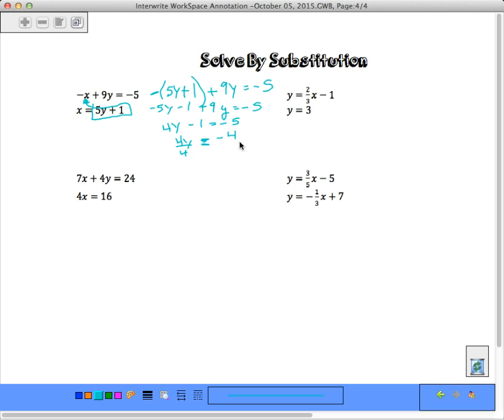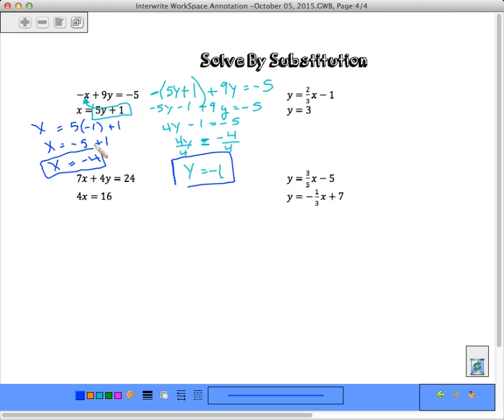Divide both sides by 4, and I get y equals -1. So now I have y, I still need to know what x is. So I'm going to take y, and I'm going to plug it back in here for my y value. So I had x equals 5 times, now I know that y is -1, plus 1. I plugged it into this equation just because it would be easier. Since it's already solved for x, I can just simplify this side. So 5 times -1 is -5 plus 1. So I get x equals -4. And we're done. We write our answer as an ordered pair. So the answer to this system is -4, -1.